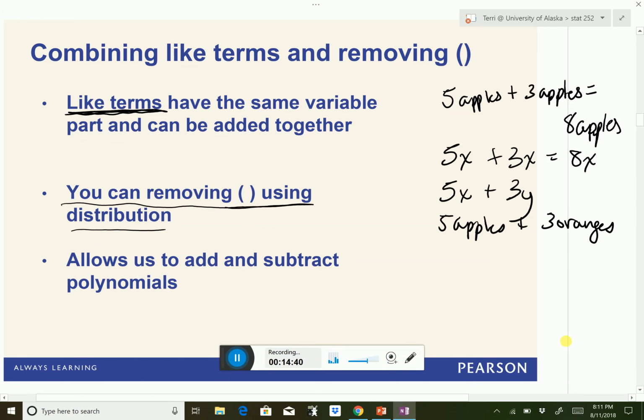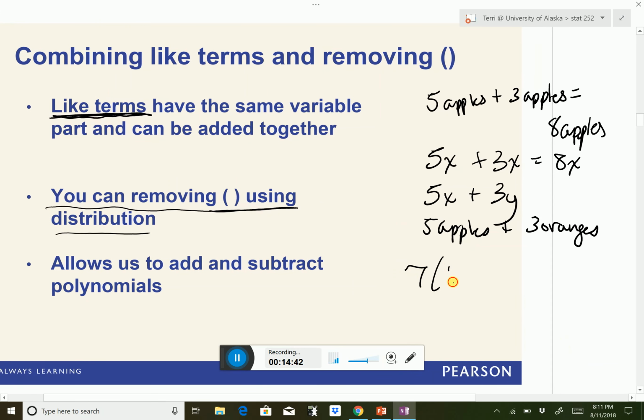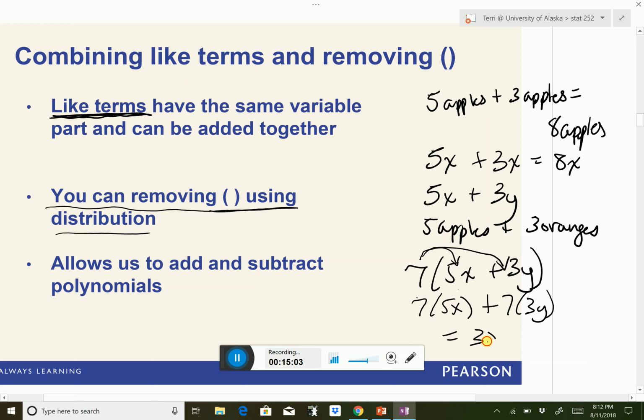So let's say that I have 7 times the quantity 5x plus 3y. Remember, that 7 has to act upon both of these terms. So that's 7 times 5x plus 7 times 3y, which is actually 35x plus 21y. So these two things allow us to add and subtract polynomials. In fact, it allows us to do a lot more than that.